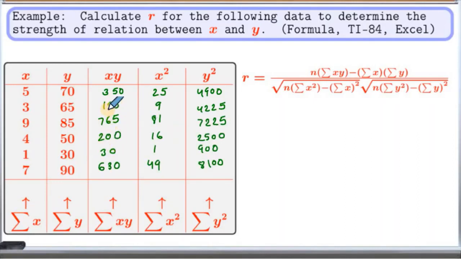Now let's try to find the rest of the values. So I have posted all these values here. Now all we need to do is find the sum of these columns. So let's find the sum of x, which is 29. Sum of y is 390. Sum of x times y is 2170. Sum of x squared is 181. And sum of y squared is 27850.